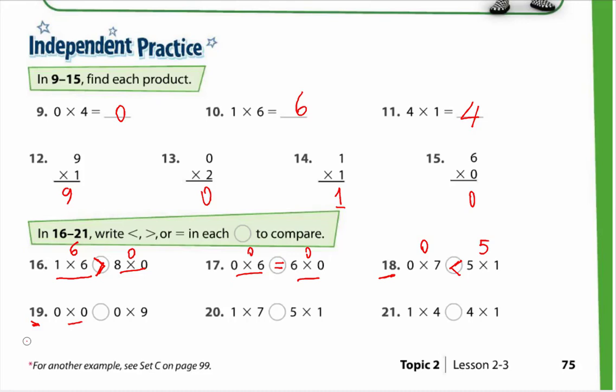Stop, everyone. Yes, Tamim, 0 times 0 equals? 0. And 0 times 9? 0. Yes, which sign should we use? Equal. Great, thank you, Tamim. And focus with me. Do not lose where we are, okay? Thank you.